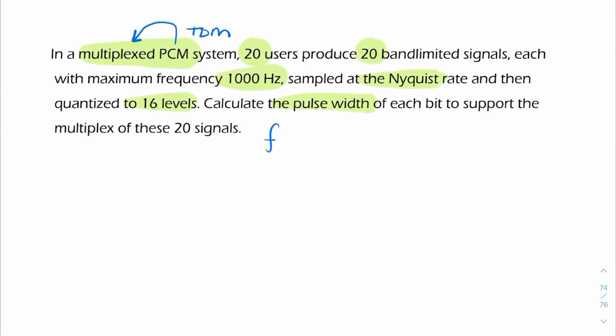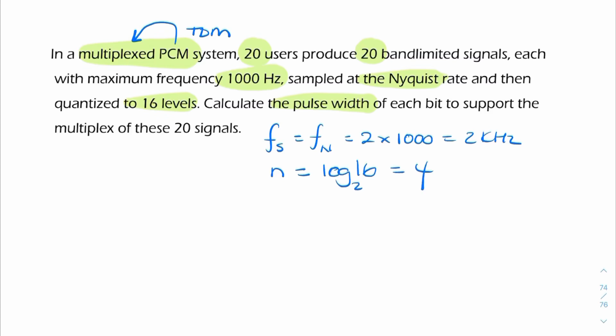So the sampling rate is equal to the Nyquist rate, because we're given that in the question, and that's simply 2 times 1 kilohertz. The number of bits per sample is simply log 16 to the base 2, which is 4.